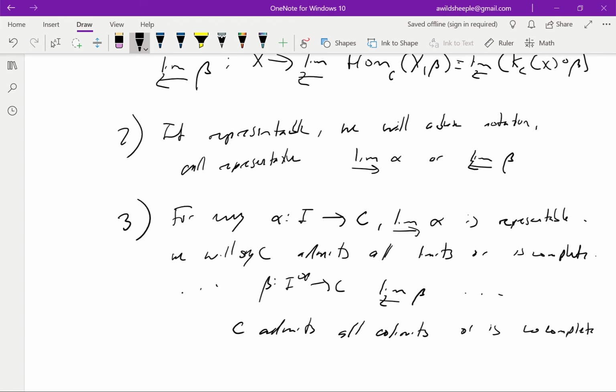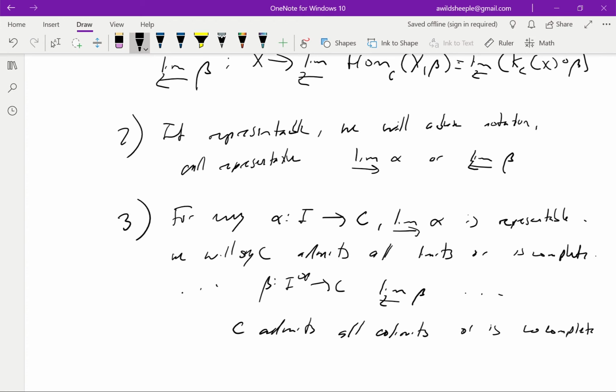I said when I was giving this definition that we'll call these things the forward and backwards limits. Well, we might call them limit and colimit. But for now, I want to either stick to calling them projective and injective, or I'll just call them forward and backwards because of the way the arrows point. And this is, for me, much easier to remember.